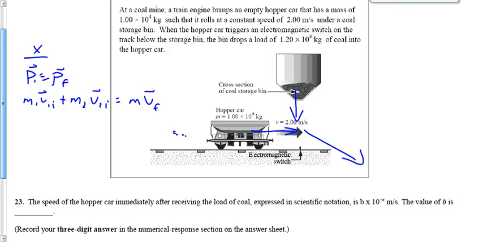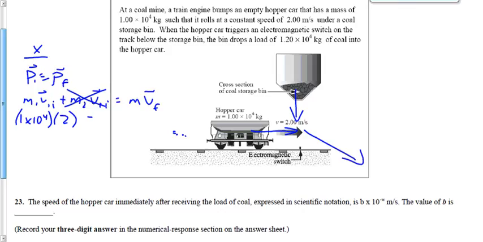M1, the mass of the hopper car, is 1 times 10 to the 4 kilograms. V1i, before the collision between the hopper car and the coal, is 2 meters per second. This is 0, because although the coal is moving before the collision, it's moving on the y-axis, right? It's not moving on the x-axis. And right now we're analyzing the x component, so we're going to ignore everything y component. The other thing is we don't really know how fast it's moving either before it collides.